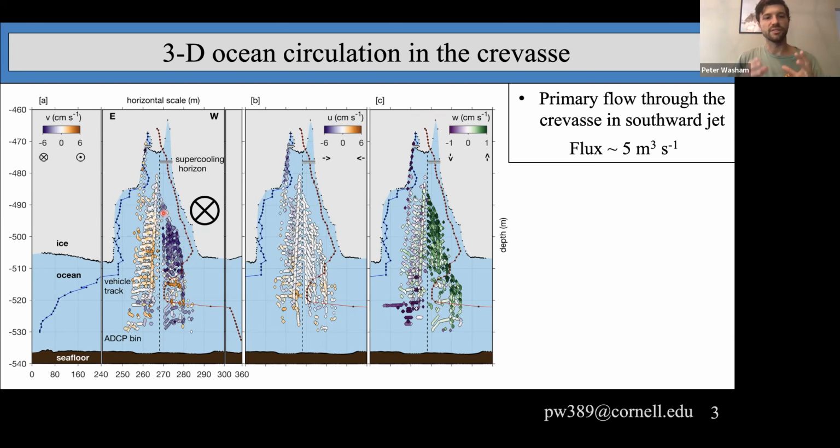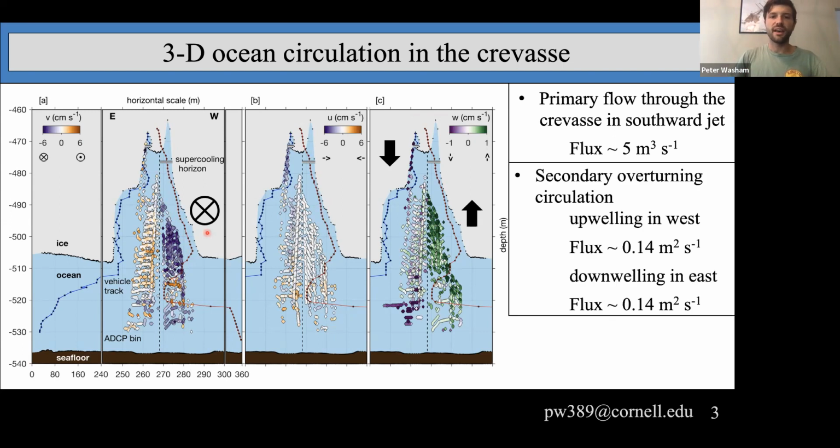But remember, this is a pretty small feature. So it is a significant flow. It's just constrained within this crevasse. And then on top of that, you see this overturning circulation with rising on the west side, or the right side of the crevasse, and sinking on the left side, or east side of the crevasse.